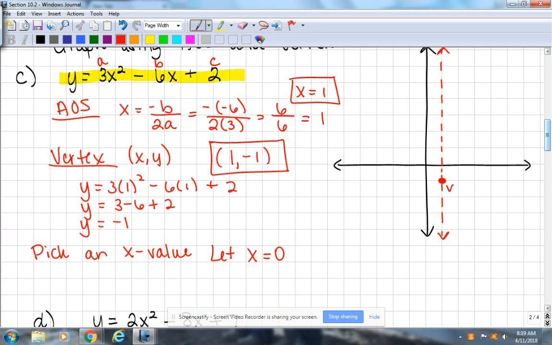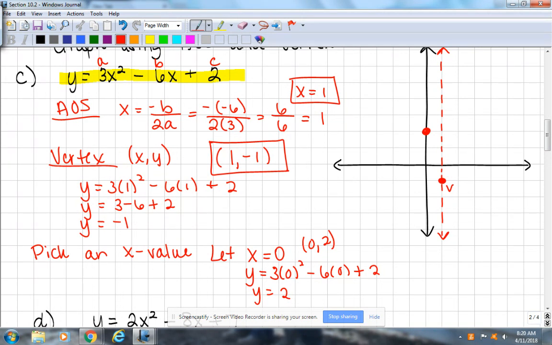And then you plug that x value into all of your x's in the equation. So y equals 3 times 0 squared minus 6 times 0 plus 2. Well, that makes 0 and that makes 0. So 0 plus 2 equals what? 2. So the point 0, 2 is a point on our parabola. So you graph the point 0, 2. That's a point on our parabola.